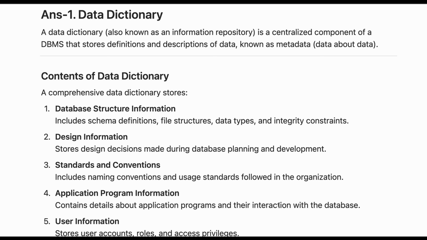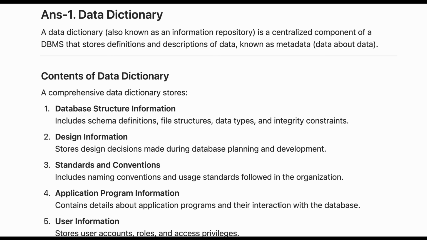So our first one is data structure information. It includes schema definition, file structures, data types and constraints. Now move to the second one, which is design information. It stores decisions taken during database design and development. Now move to the third one, which is standards and conventions. It maintains naming rules and usage standards used in the organization.